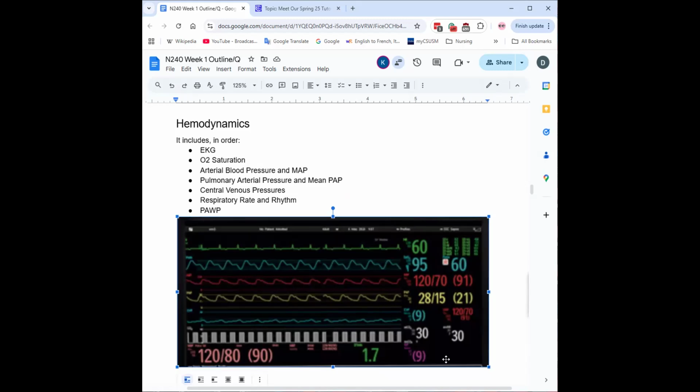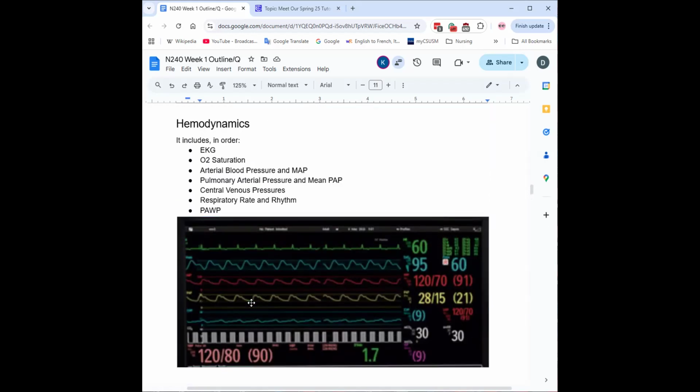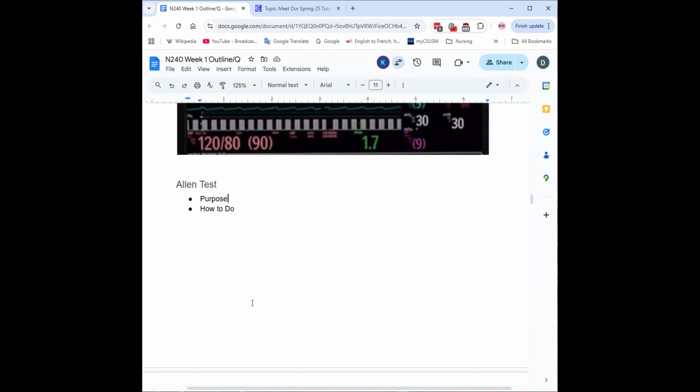Is pulmonary artery pressure the same as wedge pressure? It is not. We will talk about that as we go down, and we'll explain. It's a little bit confusing, but we'll try to make it work.